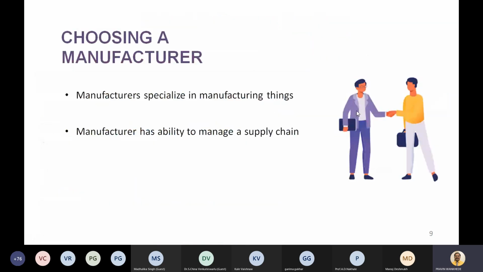So let us again discuss choosing a manufacturer in detail. When selecting a manufacturer, there are two fundamental ideas you should keep in mind. One, that whatever manufacturers are there, they are specialized in manufacturing things. So they already know how to manufacture the components. They already know all such things.